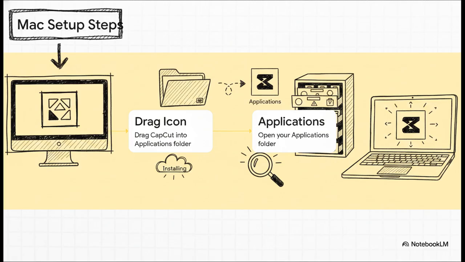Step 1, double-click that downloaded DMG file. A small window is going to pop up showing the CapCut logo right next to a folder icon. Step 2, just click and drag that CapCut icon directly into the Applications folder icon right there in the window. And guess what? That actually does the installing. Step 3, navigate over to your computer's Applications folder, and Step 4, find your brand new CapCut app in there and double-click to open it.